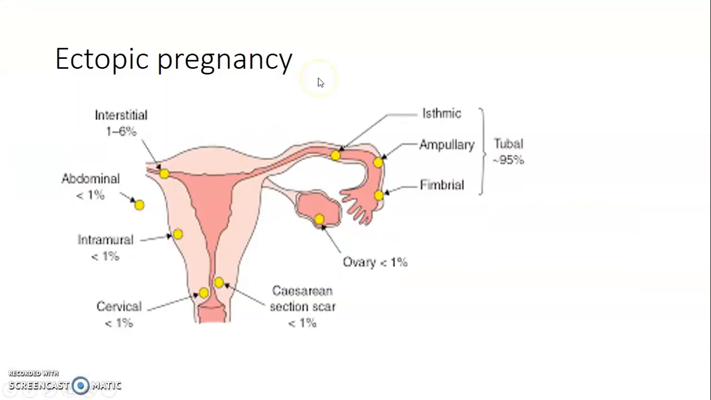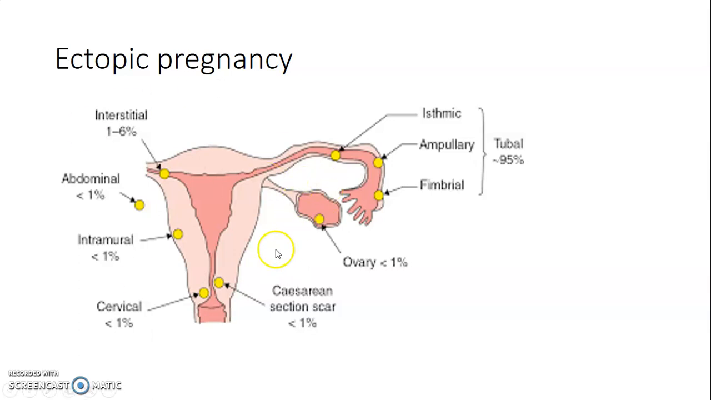You know that normally the implantation of the developing embryo occurs on the upper posterior wall of the uterus at the endometrium. So any implantation that does not occur at the upper posterior wall of the uterus is called ectopic pregnancy.